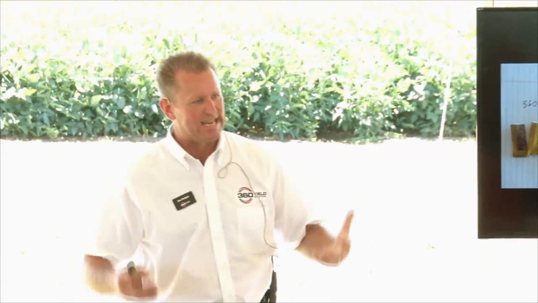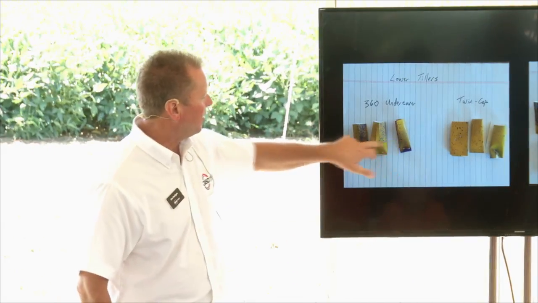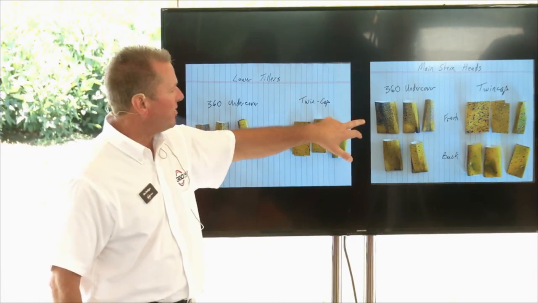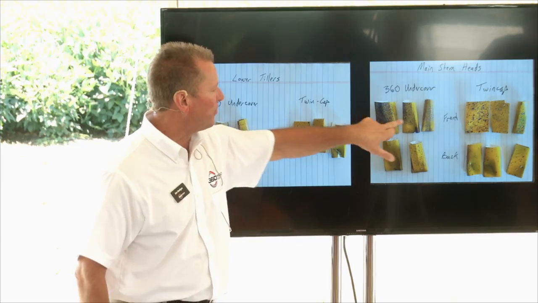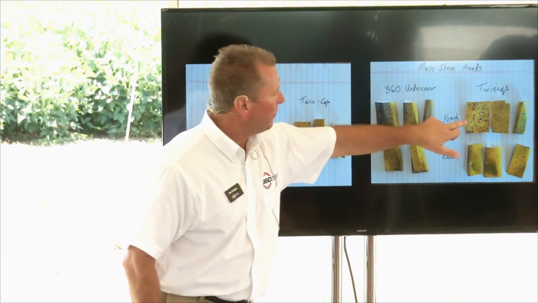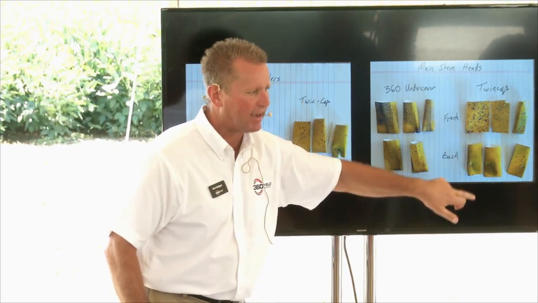So it's just like corn. I need to get penetration. I need to get down in there. Look at the Undercover coverage versus twin cap. And then when we think about yield and the stem heads, we're getting both good front and back coverage with Undercover versus the twin cap is getting decent coverage here, but we're basically ignoring the back.